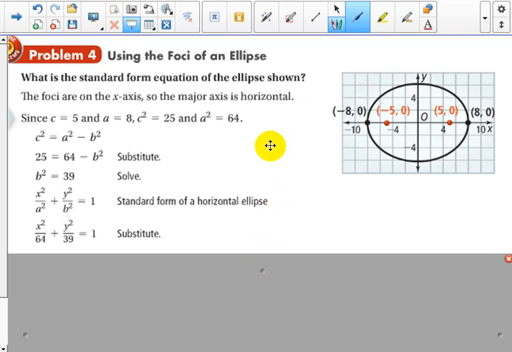Okay, so let's do our first problem together. So let's look at number 10 in the workbook.